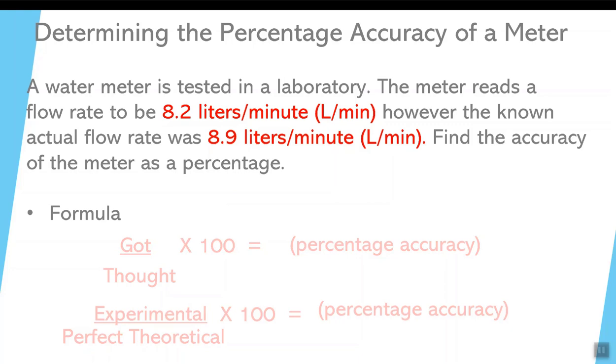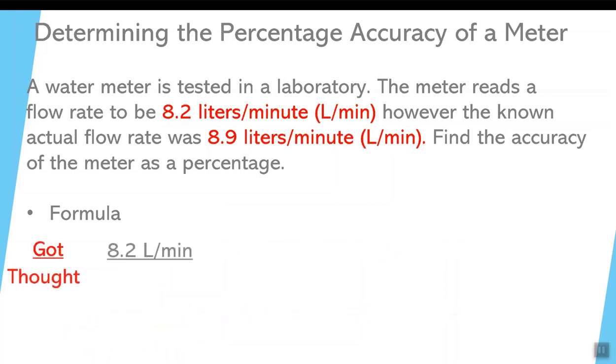I'll plug the numbers in. And now got divided by thought is 8.2. That's the one we hope to be accurate, but we're not sure of. 8.9 is the number that we are absolutely confident with. That's the standard that we go against. And then obviously multiply by 100 equals our percentage accuracy. And in this case, it was 92.13%.